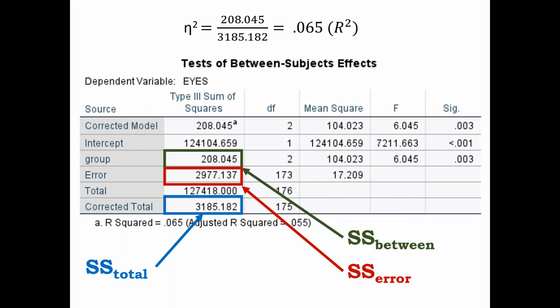But you do need to know that for your eta squared, you just divide your sums of squares between group by your sums of squares total, just like in regression. And that corresponds to your R squared that is output right here.